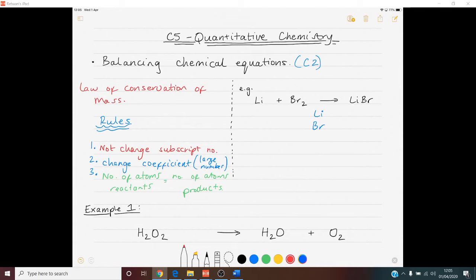The next thing is to count how many of each element you have on the left. If we have a look, there's only currently one lithium on the left, so I'm going to go ahead and put a 1 underneath. For bromine, Br2, quite evident, there are 2 bromines. At this stage, we're not actually answering the question, we're just analyzing. Similar thing over here, LiBr, we have one lithium and 1 bromine.